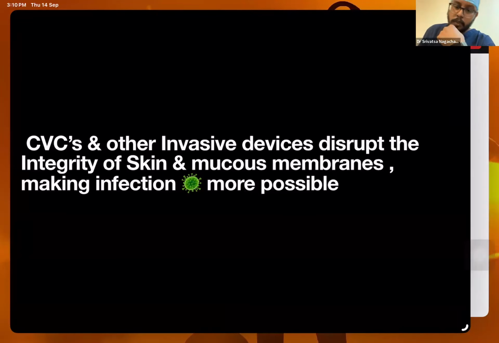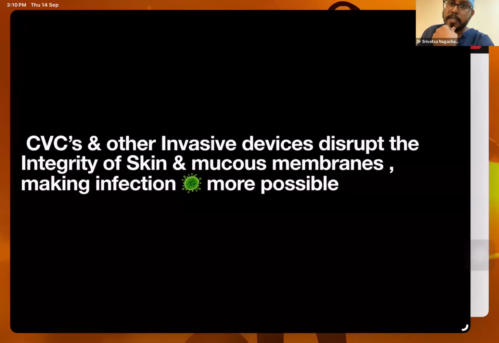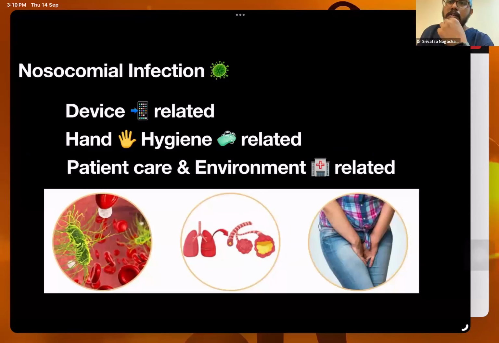So as I told you, my topic is care of invasive lines. Any central line or any other invasive device disrupts the integrity of the skin as well as the mucous membranes, making a portal of entry for infection and making it more possible. So what sort of infection am I talking about? It's most of the time nosocomial infections. So how does it occur?